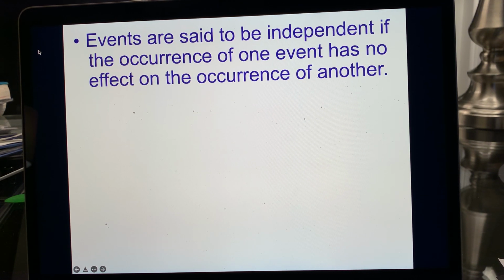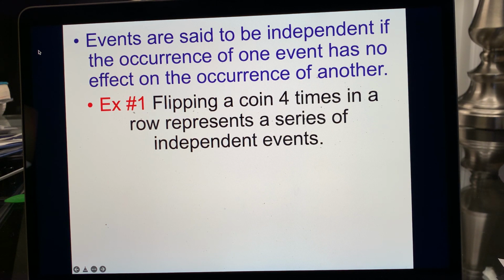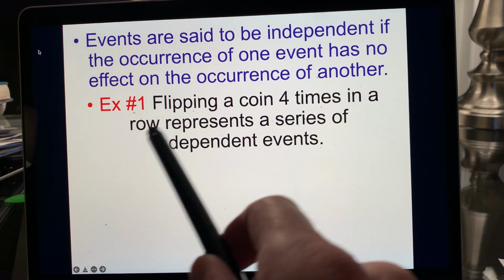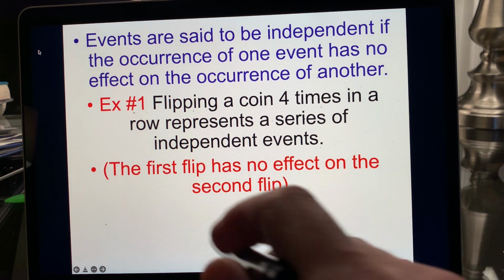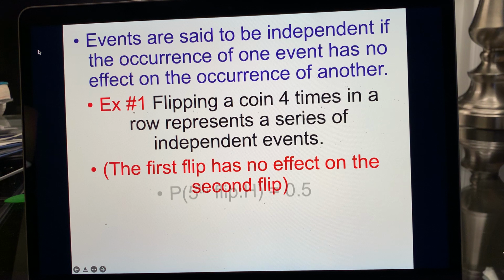Events are said to be independent if the occurrence of one event has no effect on the occurrence of the other. For example, if you flip a coin 4 times in a row, that represents a series of independent events. The 4th flip or the 5th flip or the 500th flip isn't affected by the previous flip. All the flips are independent. Coins don't have memories. The first flip has no effect on the second flip.